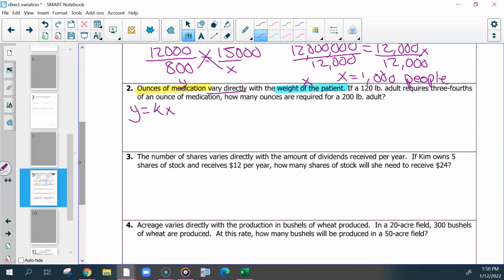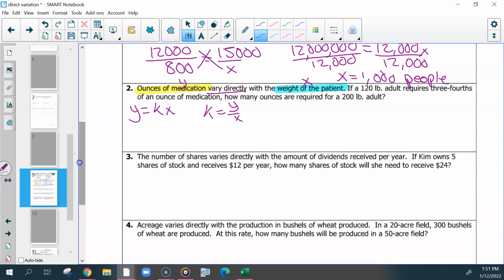Okay. So this is our equation. To do it the other method, we're going to take the numbers they give us and we're going to find K. So Y is our ounces of medication, 3/4 of an ounce. I'm going to use that as a decimal instead of a fraction because then we have fractions within fractions. We know K equals Y over X. I'm just writing this down so we don't forget it.